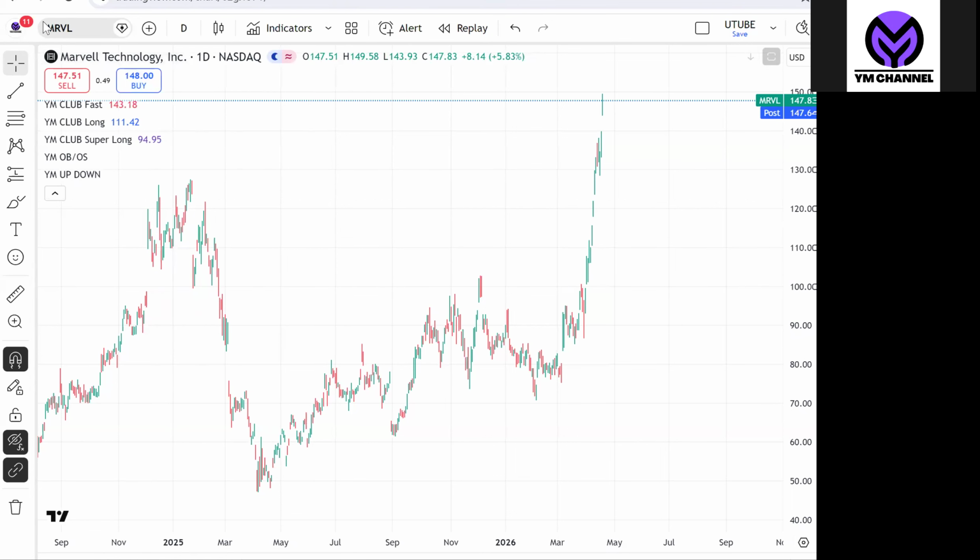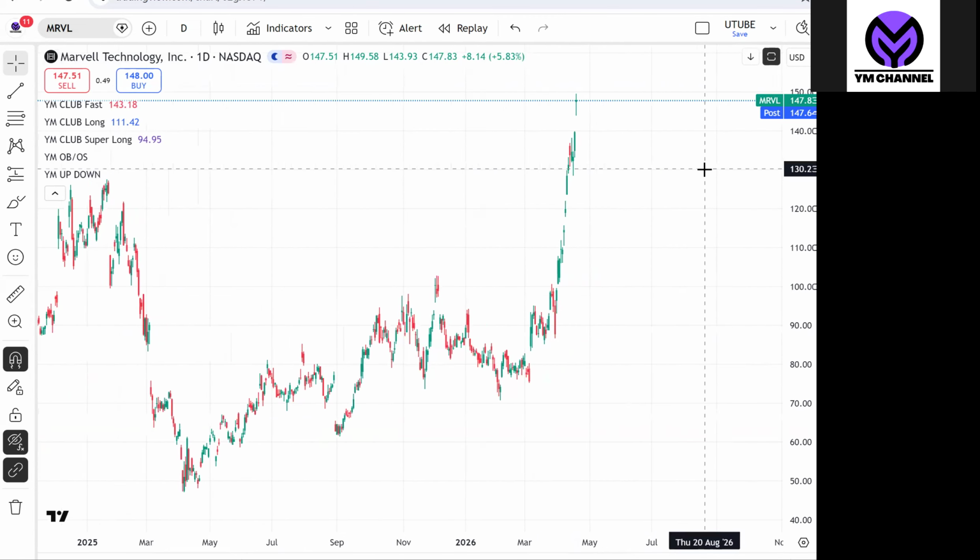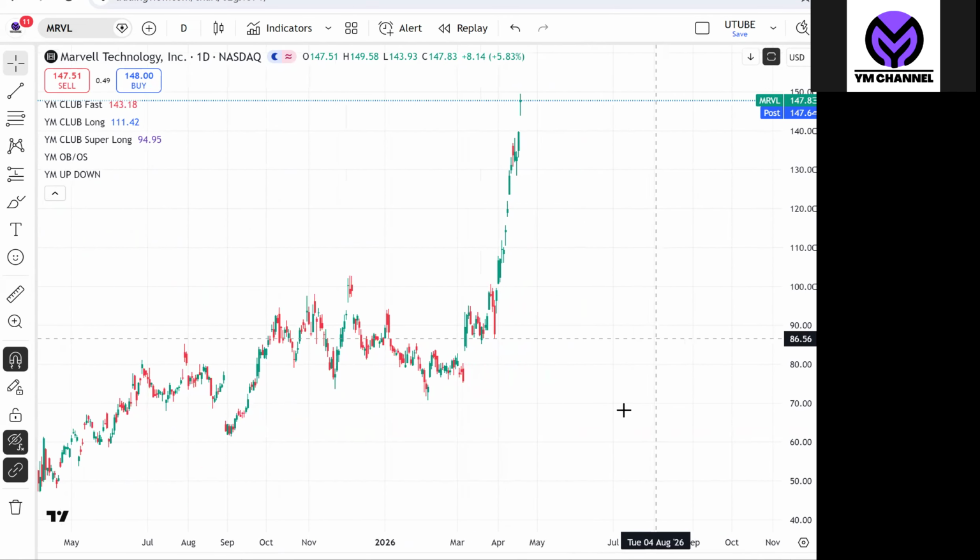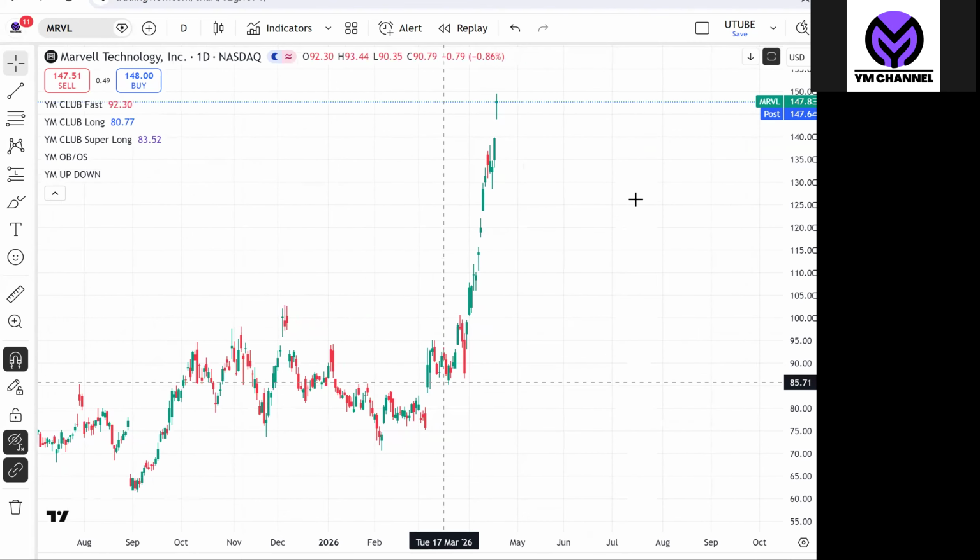How to maximize profit with MRVL if you don't have my indicator. Probably you are selling at the previous peak, which is 127, but now it's 147 already. How to maximize the profit? You guess how much I have made with this stock.